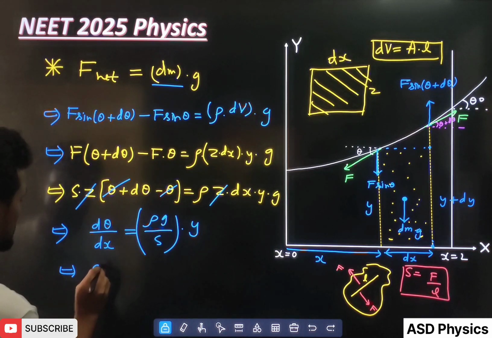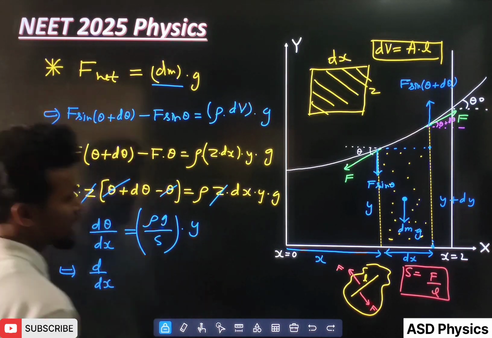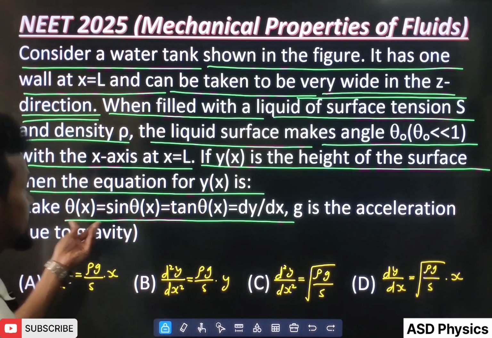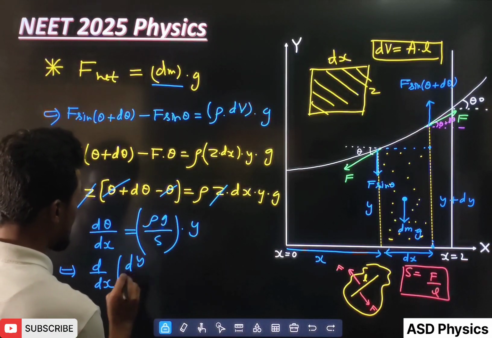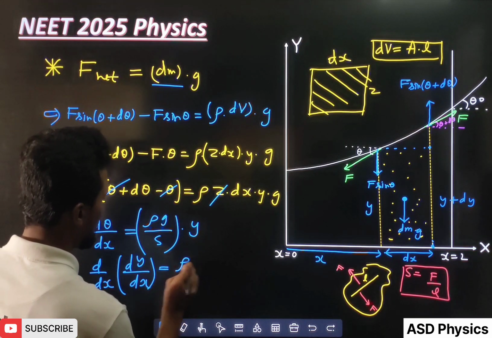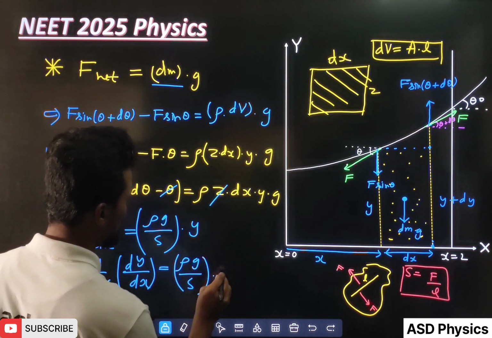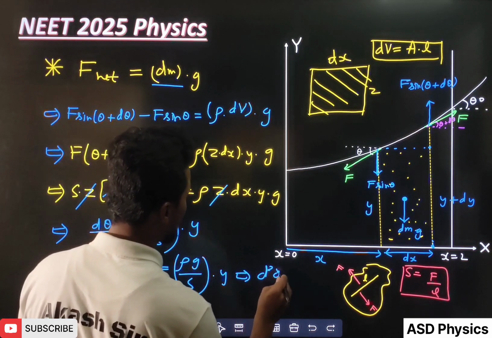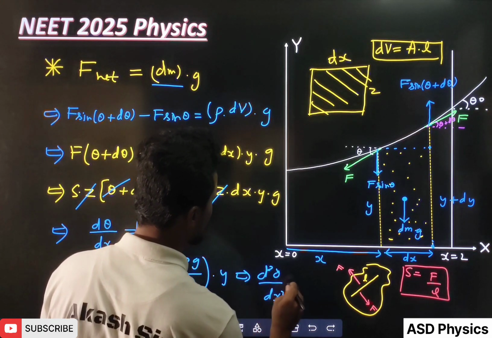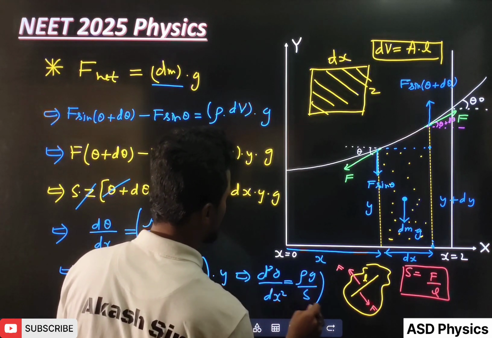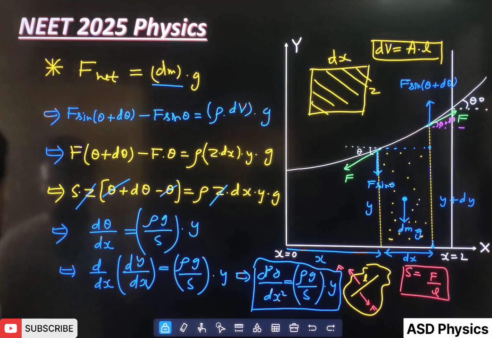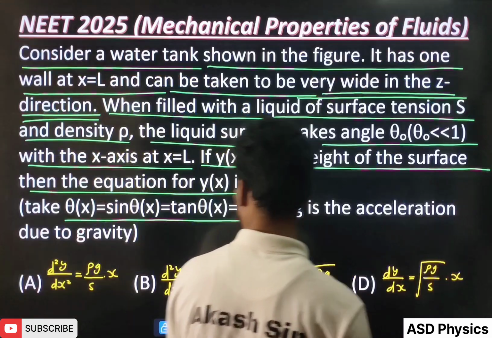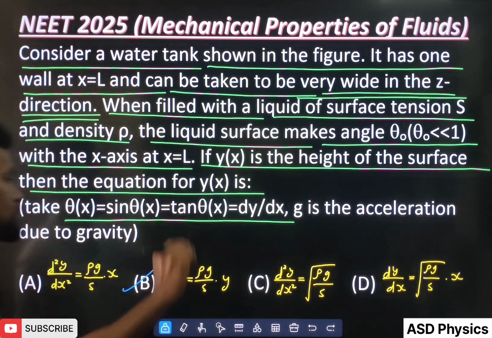Now after that, see students, this d by dx, theta value how much here? Kindly see back side here. This theta value I can write as dy by dx. So this will become dy by dx is equal to rho g by S into y. So it will become a double differentiation, d2y by dx square is equal to rho g by S into y. So this is going to be our equation, d2y by dx square equal to rho g by S into y. So you can see very well students, the correct option is option B.